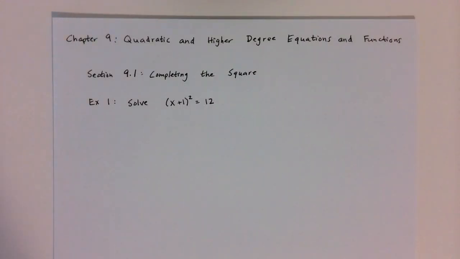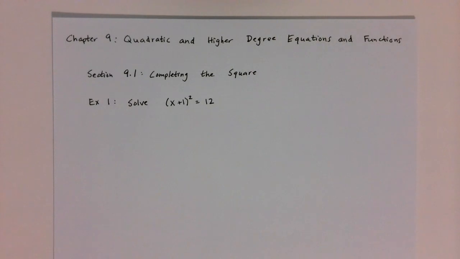Good morning. Today we're going to be taking a look at a brand new unit. So we are in Chapter 9, and we're going to be taking a look at quadratic and higher degree equations and functions. But today we're going to be looking mostly at a method called completing the square.